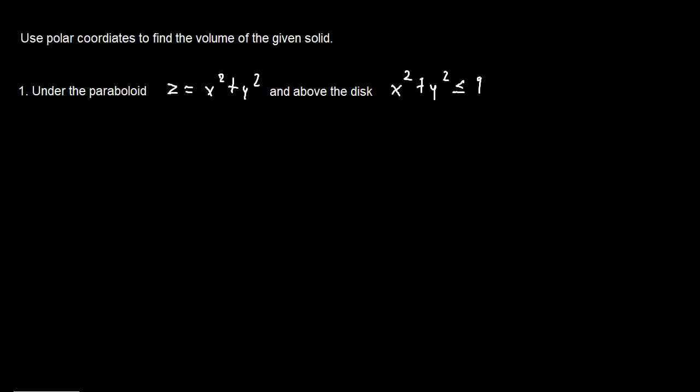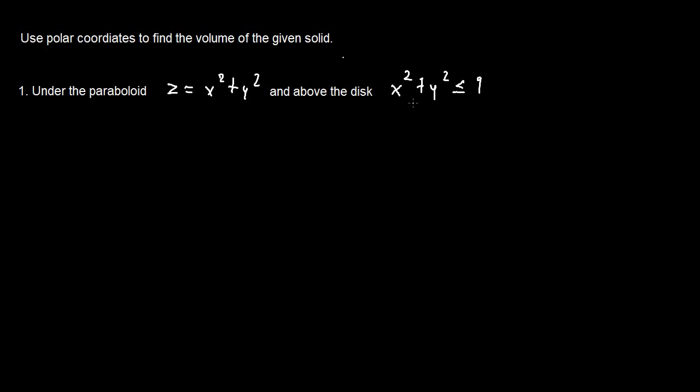So now let's go ahead and use polar coordinates to find the volume of the given solid. So for number 1, we need the volume of the solid that's under the paraboloid z equals x squared plus y squared, and above the disk x squared plus y squared is less than or equal to 9. So let's go ahead and first start by drawing the disk.